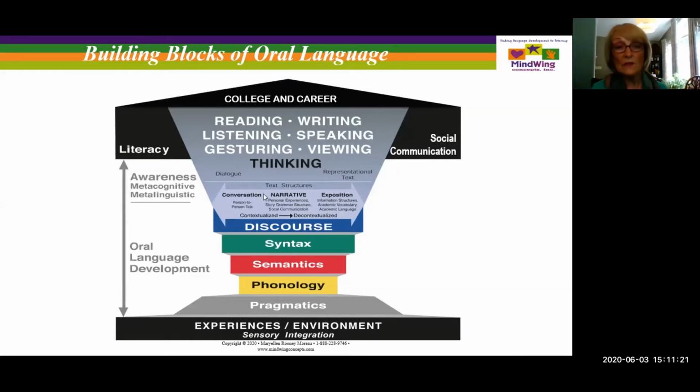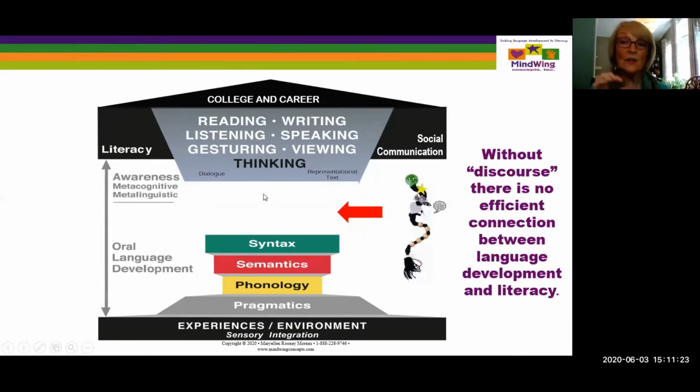Yep. Without discourse, there isn't an efficient connection between language development and literacy. There are many children who can answer isolated questions with an okay sentence, but they can't formulate it. So that's one of the big pieces for today, the formulation of narrative.